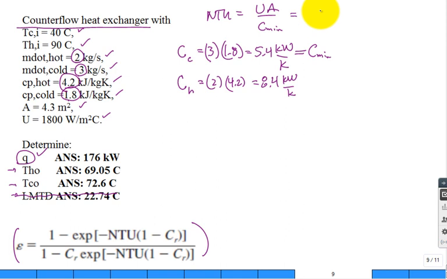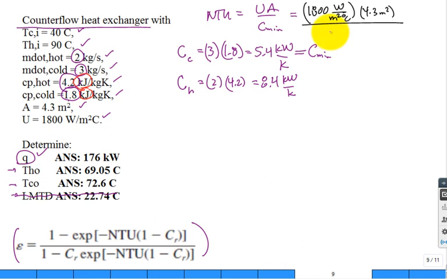I know the value of U, 1800. Caution, because here I have watts per meter squared degrees C. The area is 4.3 meters squared, but I'm dividing by C min, and if you look at the unit on this joule right here, it's not 4,200 joules, it's 4.2 kilojoules, hence we had kilowatts.